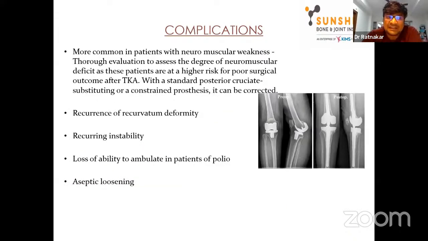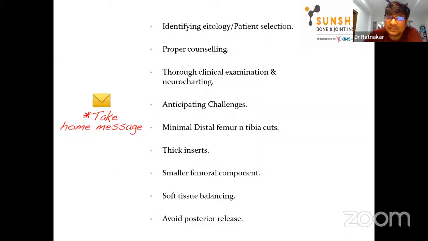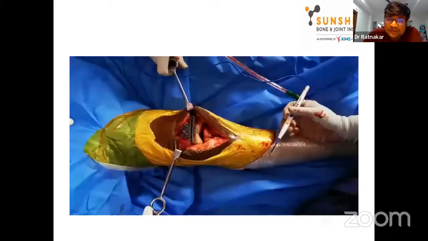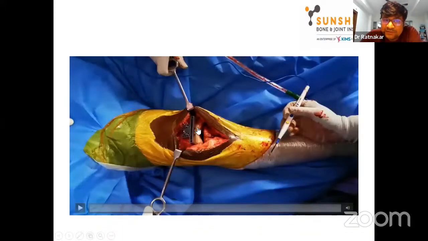There are complications, like recurrence of the recurvatum deformity. It can lead to instabilities, aseptic loosening, and loss of ability to ambulate, especially in patients with poliomyelitis. So you have to identify whether the recurvatum is neuromuscular or non-neuromuscular. You have to go for proper counseling of your patient, have a thorough clinical examination, and anticipate the challenges you are going to have. Keep your cuts minimal on both the distal femur and the tibial side, try to use thicker inserts, downsize your femoral component, ensure adequate soft tissue balance, and avoid any sort of posterior releases. So that's one video I have got about distal femur cut revision using a gap balancing technique.